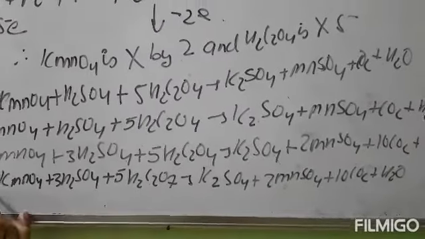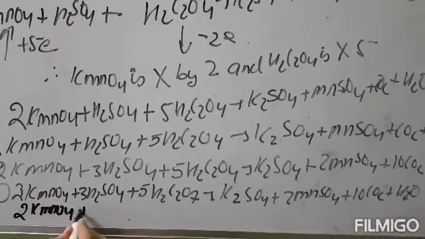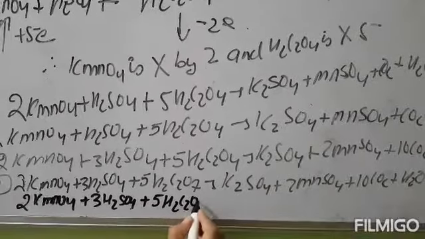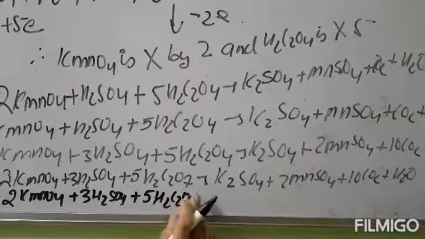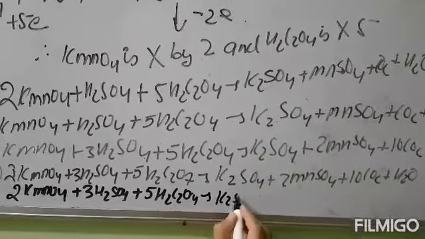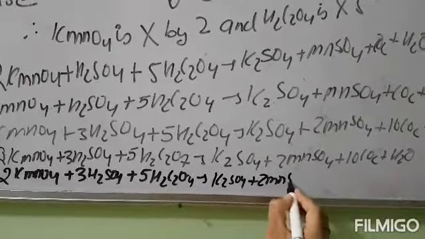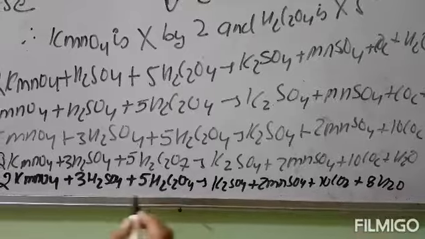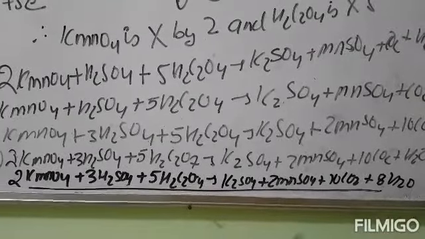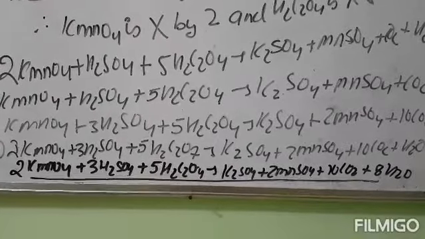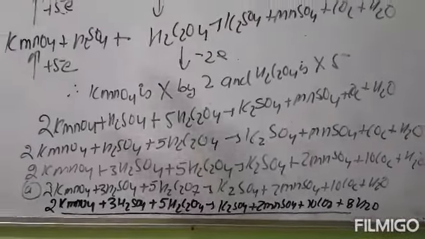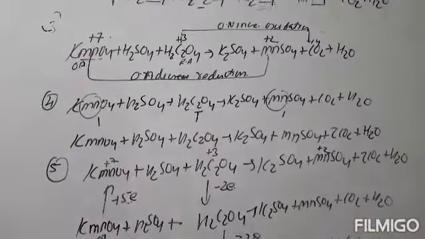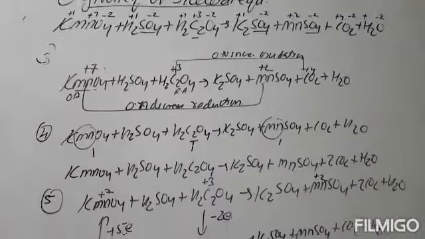So the final equation will be 2KMnO4 plus 3H2SO4 plus 5H2C2O4 will give you K2SO4 plus 2MnSO4 plus 10CO2 plus 8H2O. So this is our final balanced reaction. This is the first method, called the oxidation number method for balancing of redox reactions.